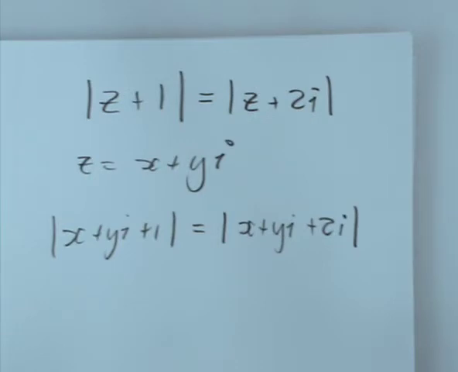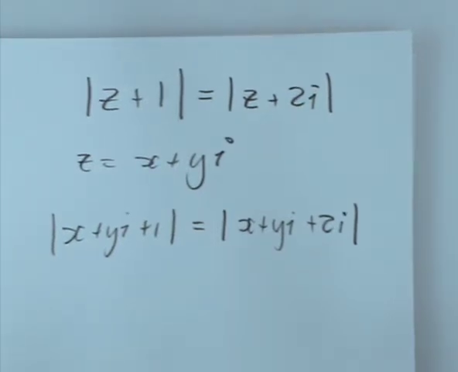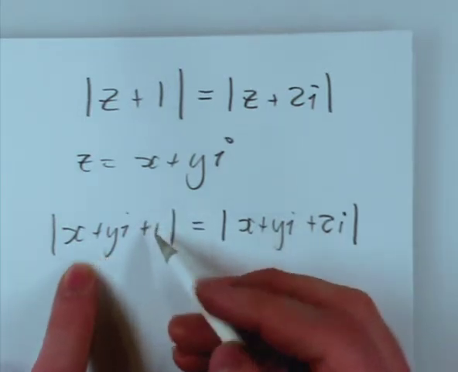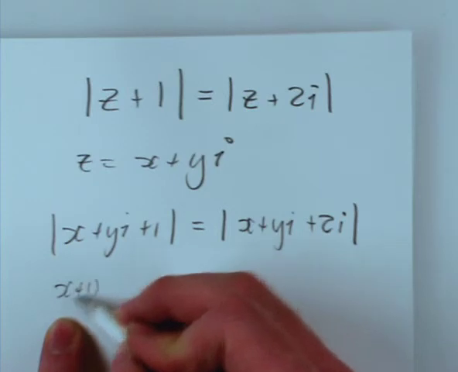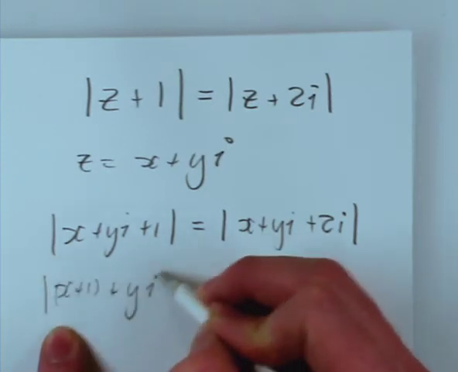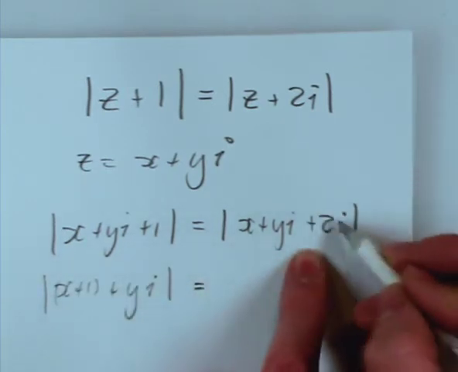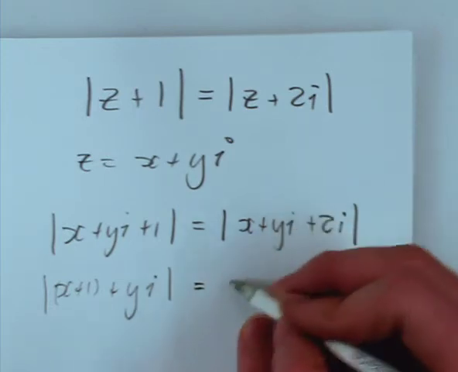Now to find the length, if it's in Cartesian form, which it currently is, I have to write it as something plus something i. So this plus 1 is real, it's not attached to an i, so I can get this. And this 2i, I'm going to bring in with the other i.